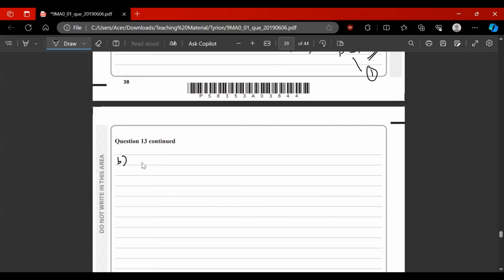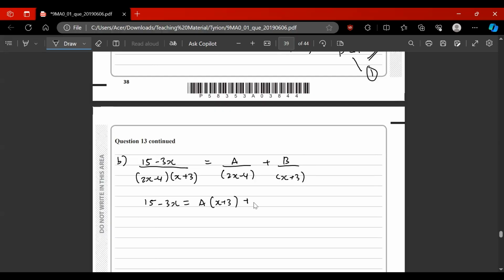So this is part B. Once we substitute in our P and Q, we have 15 minus 3x over 2x minus 4 times x plus 3. Right. So if we were to split this into partial fractions, it would be in this form, A over 2x minus 4 plus B over x plus 3. So if we now multiply both sides by the factors, we will get 15 minus 3x is equal to A times x plus 3 plus B times 2x minus 4.